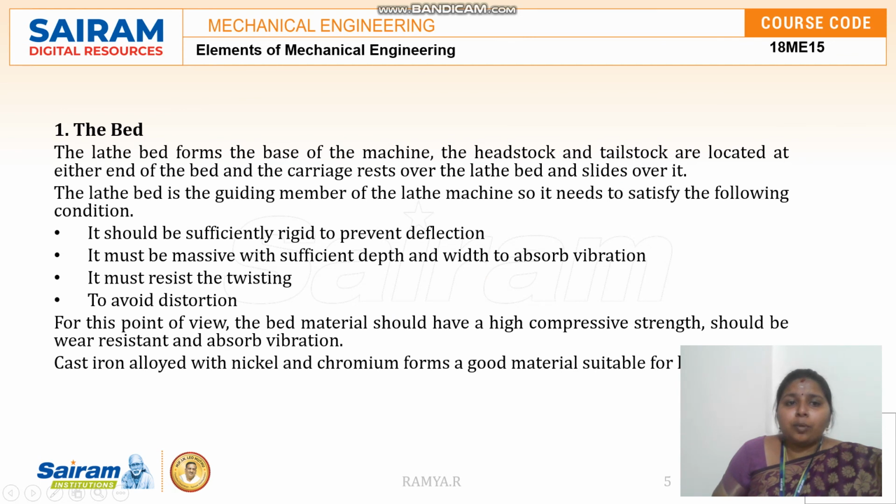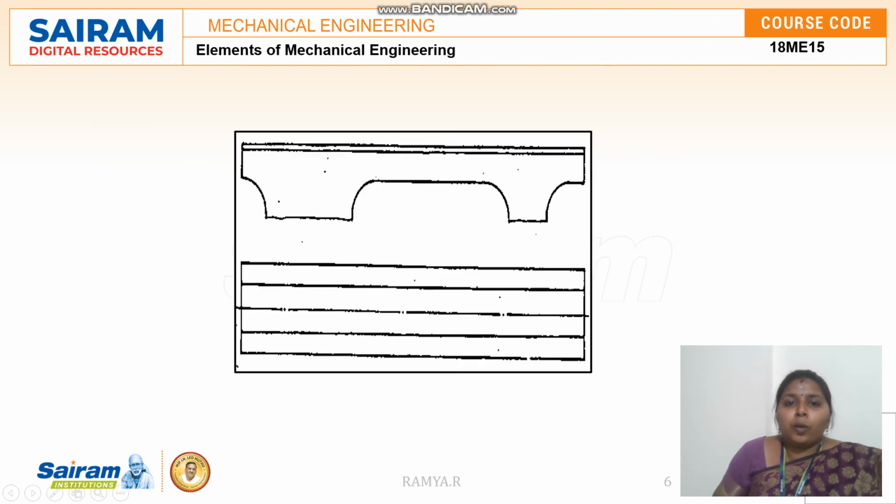So here it shows the various parts. The first one is the bed. It should be rigid. The conditions for the bed are that it should be sufficiently rigid to prevent deflection. It should be able to withstand temperature and vibrations, and also avoid distortion. So this is the bed and the leg.